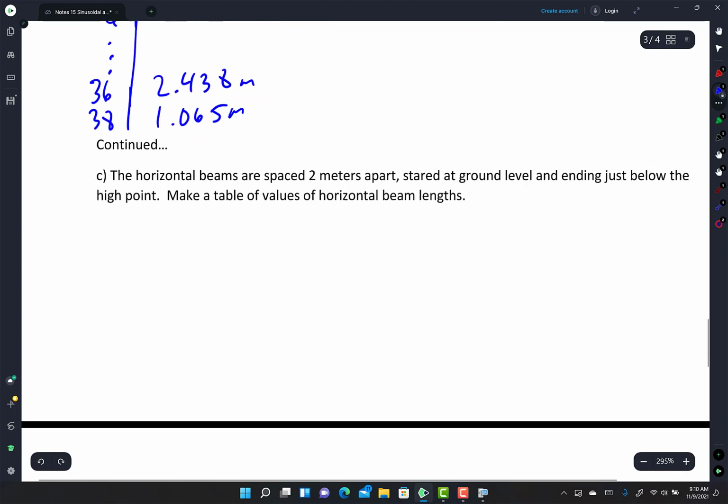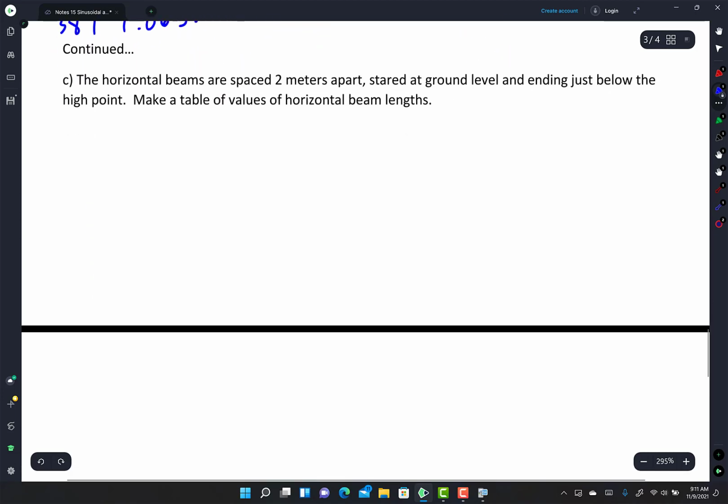I think yours, you're going to have to flip the page. Don't worry, we're almost done, guys. The horizontal beams are spaced 2 meters apart. Change that word to starting at ground level. Starting at ground level and ending just below the high point. Make a table of values of horizontal beams.